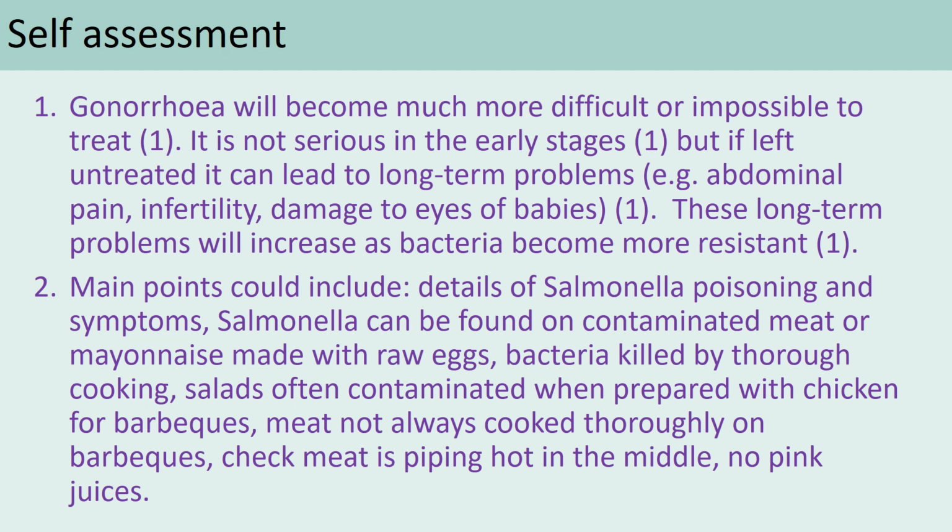If you said that salads can become contaminated if you're preparing chicken, so if you're cross-contaminating raw food with food that you don't cook, that's going to be a point. If you said about cooking the food thoroughly, that's going to be a point. Making sure that it's hot in the middle and not pink will also be worth a point. So give yourself a mark out of 4 for the first one and 6 in the second one. Hopefully we were able to get all 10 marks, those 2 combined. But if you're picking up the majority of those, then that's brilliant.